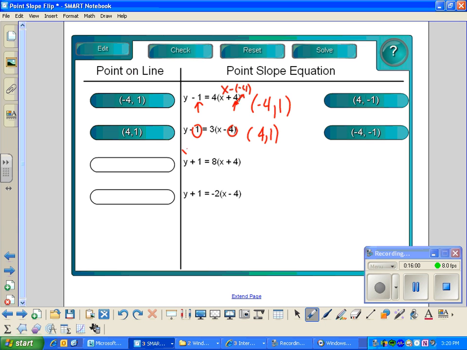Remember, this is really y minus -1. This is really 8 times x. Sorry, let me undo that. x minus -4. That means my x value is -4, my y value is -1.